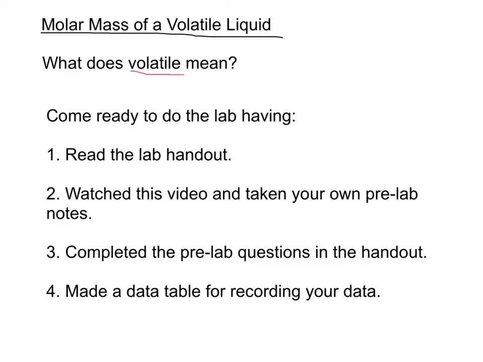It has two meanings. One means that it boils at a very low temperature, and the other means that it's flammable. Both of those things don't have to be true for a liquid to be called volatile, but in this case the liquids that you use are going to both evaporate at a very low temperature and they're going to be flammable. So at no point will we have any flames in the lab.